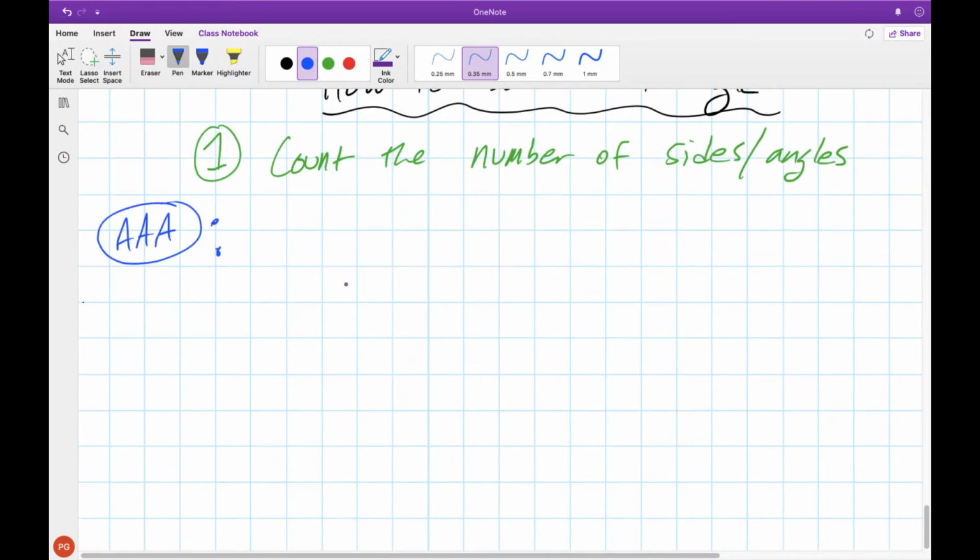The first case, and we haven't talked about this in too much detail, is if you have all angles here. So they give you 3 angles, and if this is the case, you can't actually solve it. It's not that there are no triangles. In fact, there's an infinite number of answers here.